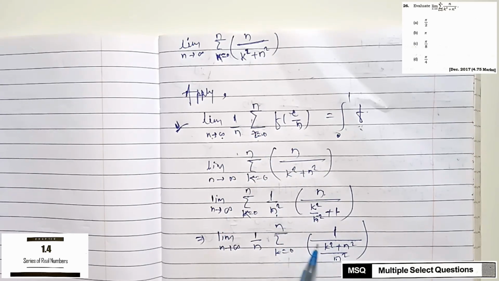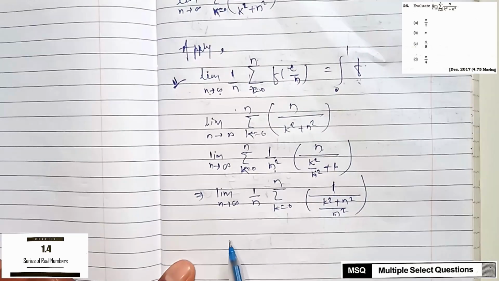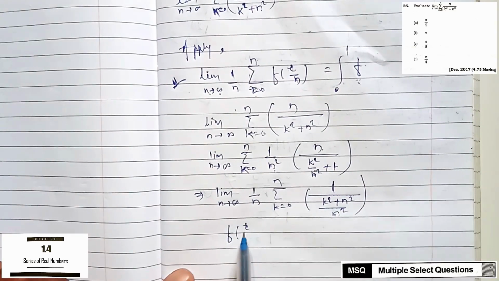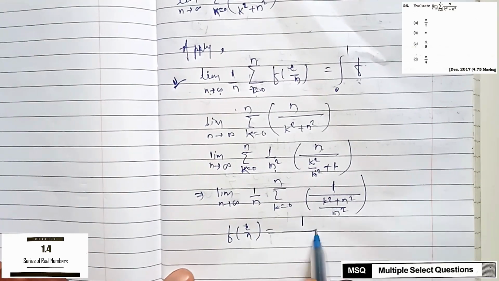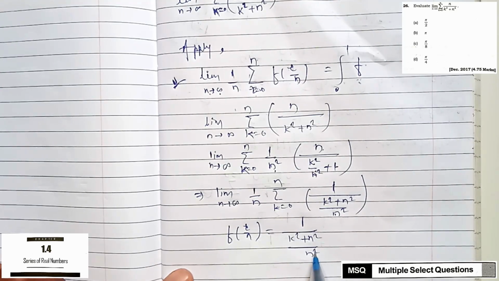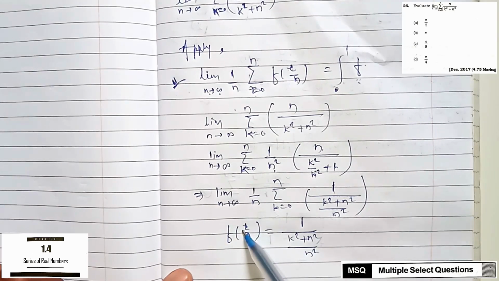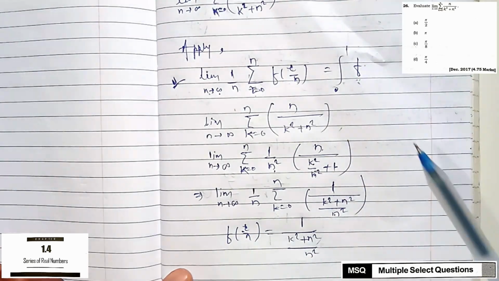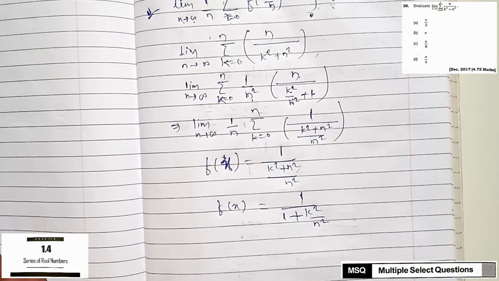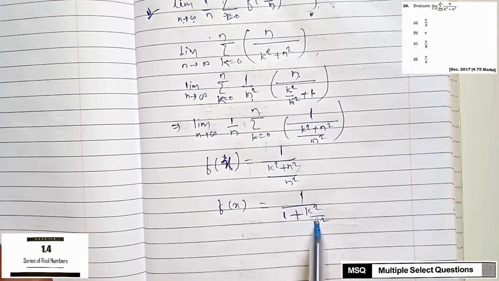So I got the value for f of r by n, it is here. What is the value for f of r by n? It is 1 upon (k square plus n square) by n square. Okay, so the denominator comes to the numerator. Apply this step, I got the value for f, and apply the integral over 0 to 1. Now we got f of x as 1 upon 1 plus k square by n square.